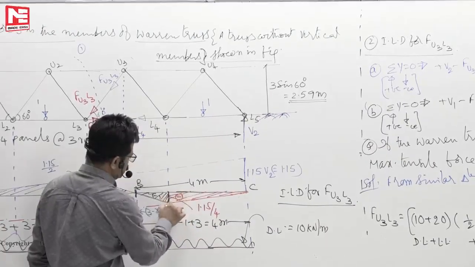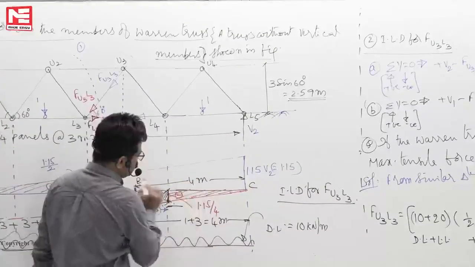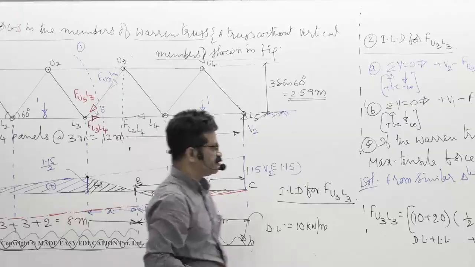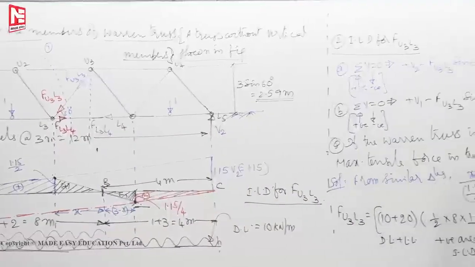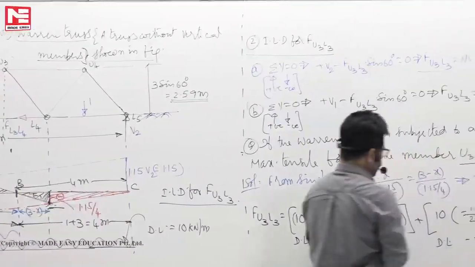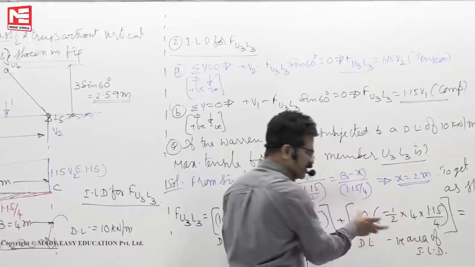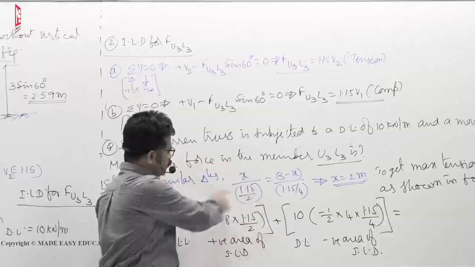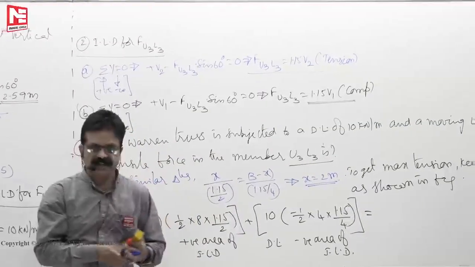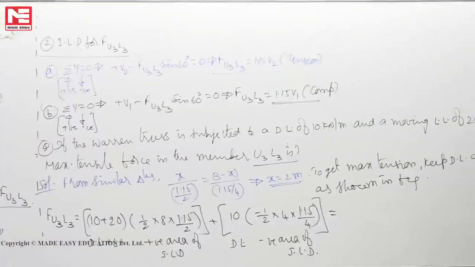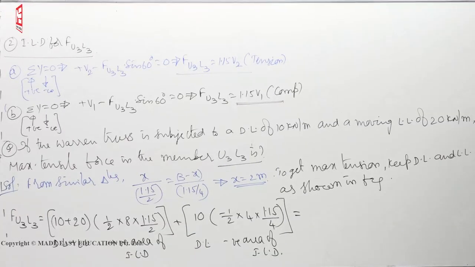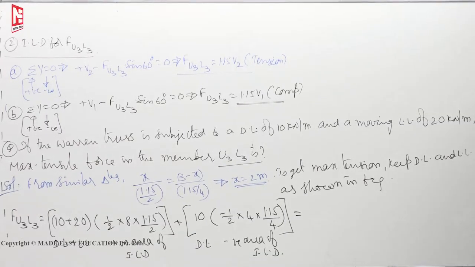Height we know. This one. So half base into height. You will get negative area of ILD into only 10 you have to write. So whether we like it or not, when dead load is there, that negative area also you have to take it and subtract. Not full only this you cannot take it. Dead load must be kept. So you will get around 63.25.